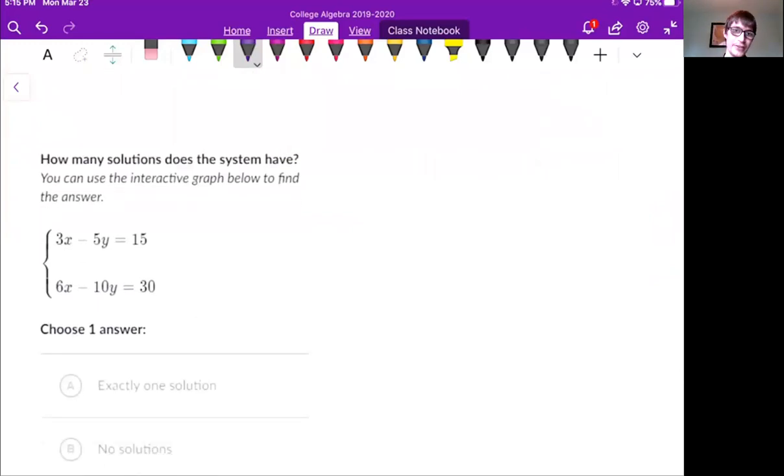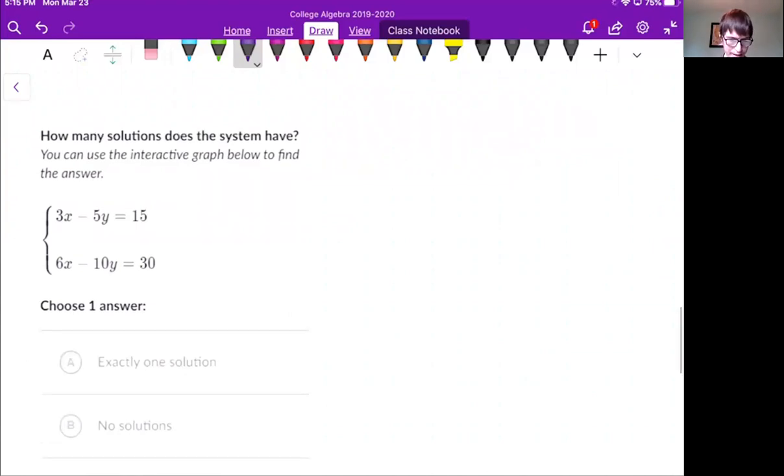We can graph it, we can use substitution, or we can use elimination. Let's just go ahead and use elimination to solve this one, because this one actually solves pretty neatly with elimination as well. So you've got 3x minus 5y equals 15, 6x minus 10y equals 30, and this one will help us see what's going on. To get the x's equal to each other, if I multiply that 3 by 2, that would get me 6x. So I'm going to multiply both sides by 2.